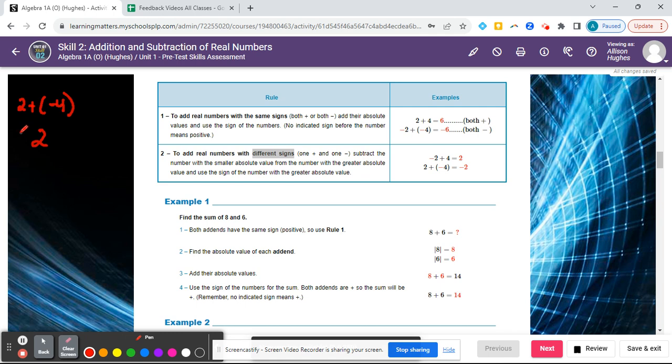And then look back at your numbers. You had 2 and 4. Which one was larger? Well, the 4 is larger, so we're going to take the sign of the larger number. So if we look at that 4, it is negative, so we end up with a negative 2.